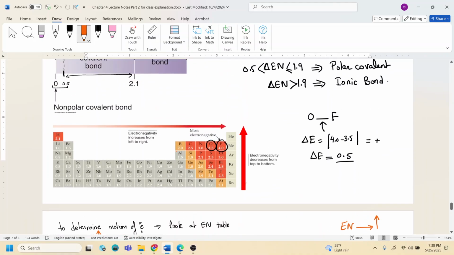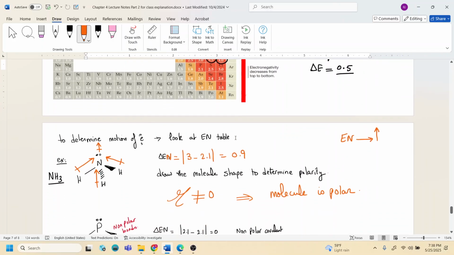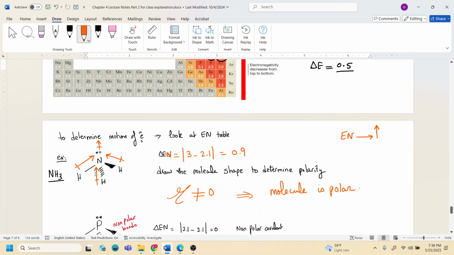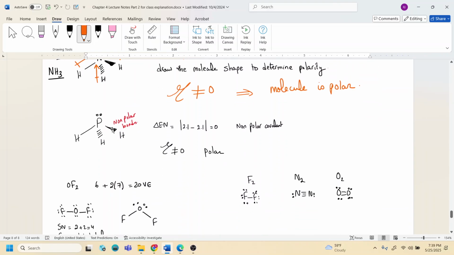You go up there and you say, okay, 0.9 is between these two numbers, so it is going to be polar covalent. So the bonds between the nitrogen and the hydrogen are polar covalent bonds. So I would say that the bonds are polar covalent bonds. Okay, let's have another example over here, PH3.